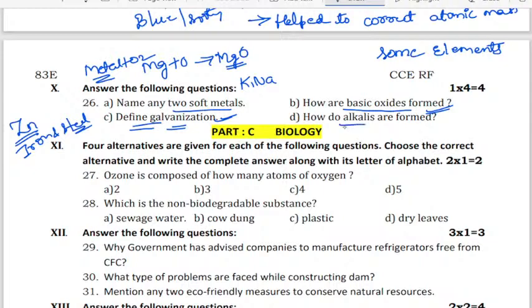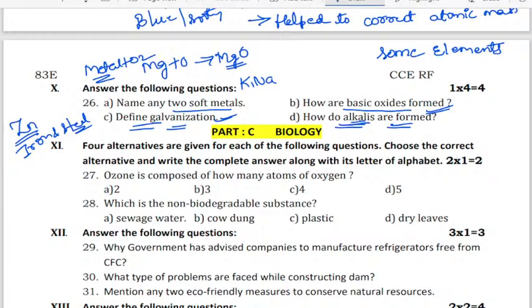Next, how are alkalis formed? What is meant by alkali? Alkalis are the bases that dissolve in water. Correct? So now, how are alkalis formed? Alkalis are formed when bases are dissolved in water.